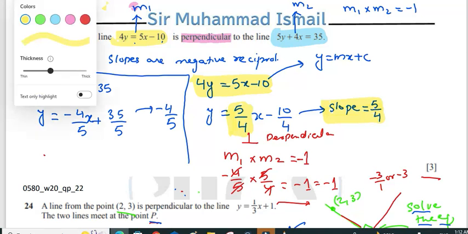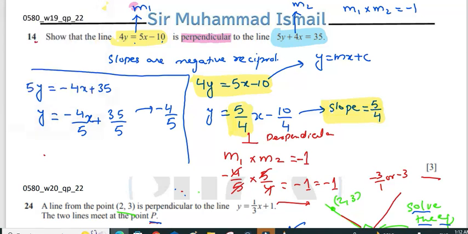Now let me move on towards the next part, in which I am handling the second equation. I have handled it over here.